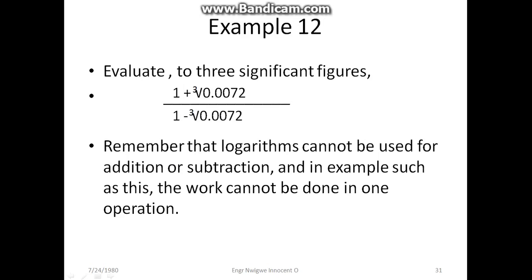Example 12. Evaluate to 3 significant figures 1 plus cube root of 0.0075 all over 1 minus cube root of 0.0075. Remember that logarithm cannot be used for addition or subtraction, and in examples such as this, the work cannot be done in one operation.